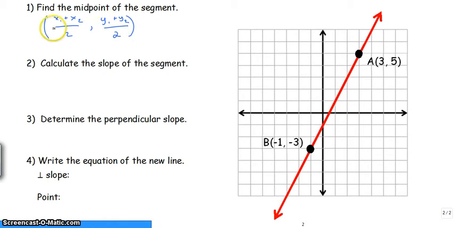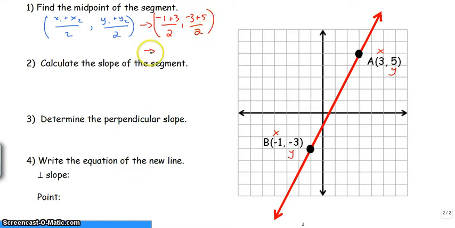Substituting in, this is an x and this is an x. So I'll have -1 plus 3 over 2 as my new x-coordinate. Here's a y, here's a y. It's -3 plus 5 over 2.